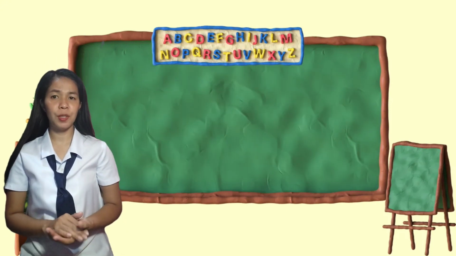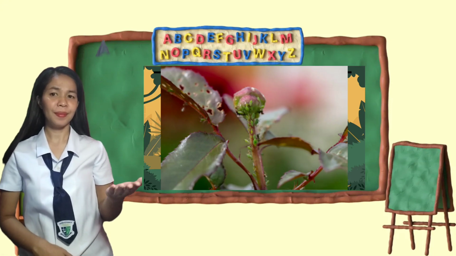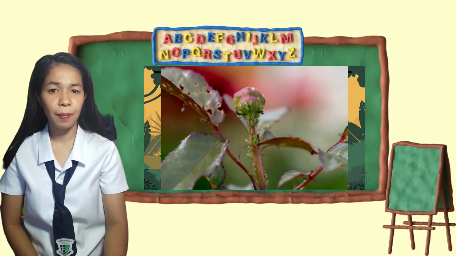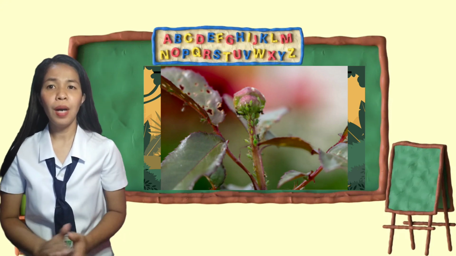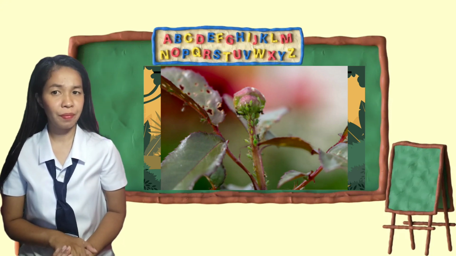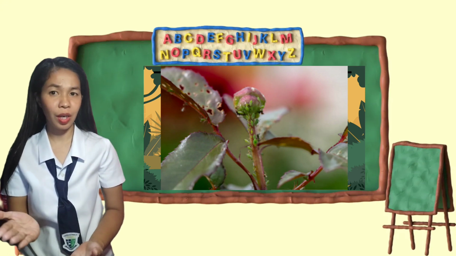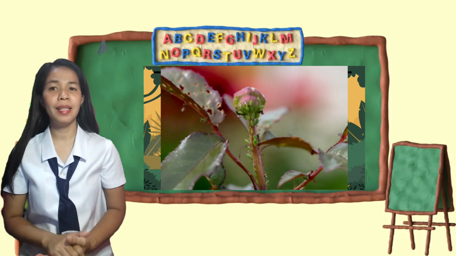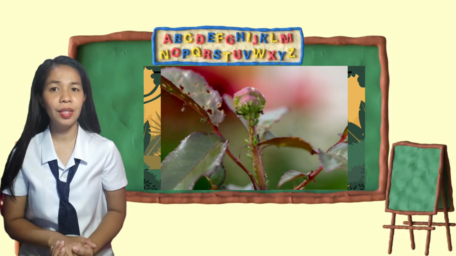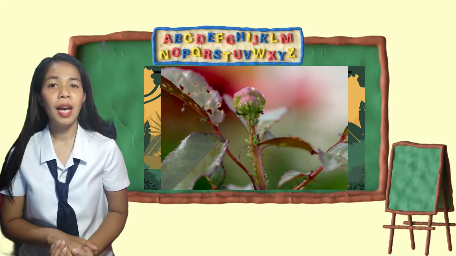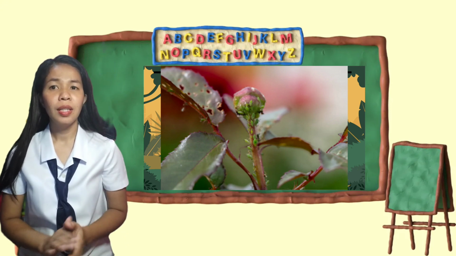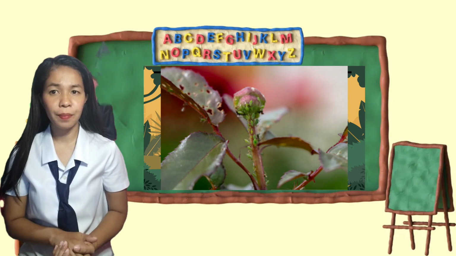Now, let's proceed to this picture. This is an aphid and a rose plant. What do aphids do with the leaves of the rose? Kent, can you share your answer? Very good, Kent. Aphid is an insect that lives under the leaves of rose and eats its soft stem and new leaves. Soon, the leaves of the rose will be deformed.